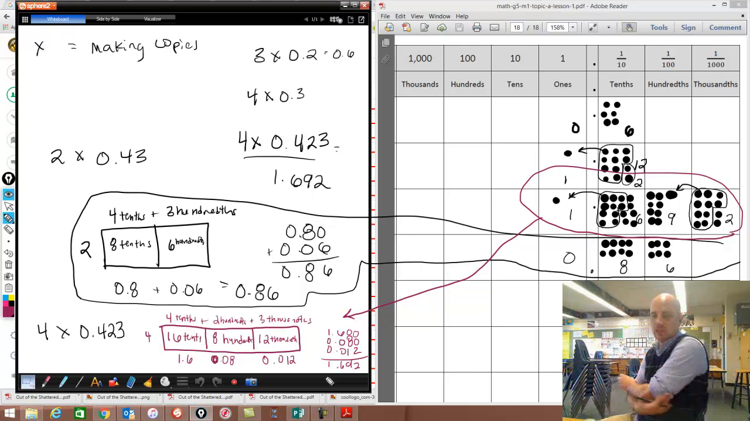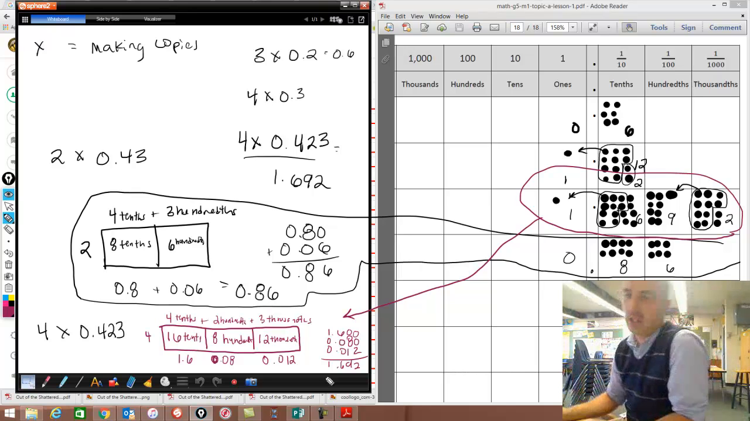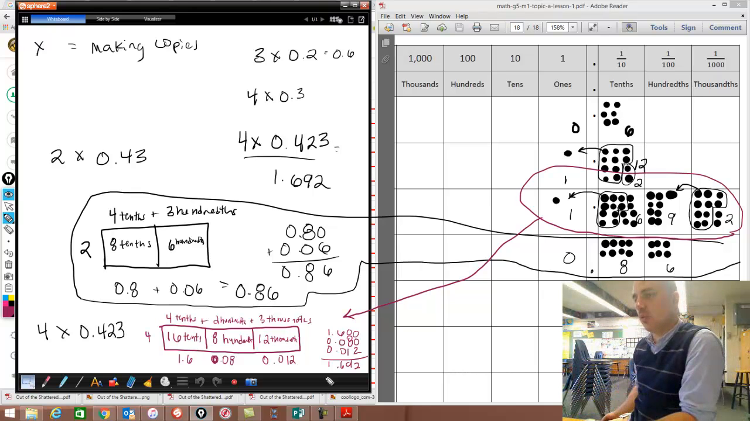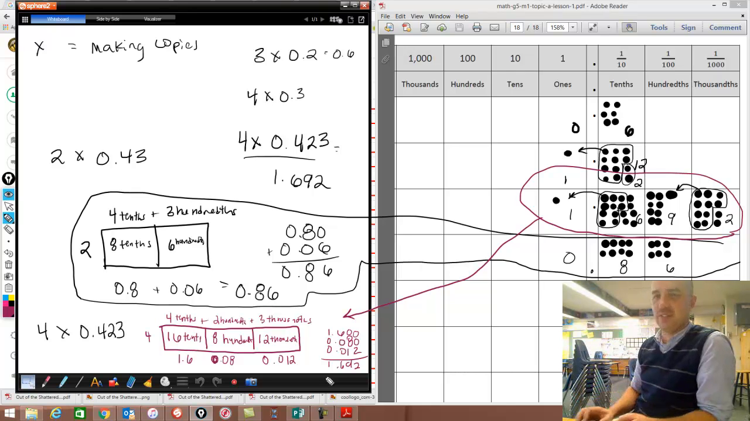So all of this starts to come together and make a little bit of sense. The more ways you can have this make sense to you, the more ways you can explain it, the more proficient you're going to get at multiplication and multiplying decimals. So this is a whole number multiplied by a decimal, and good luck. Do your homework, and if you have questions, bring them to class, of course, as always, and do your best.